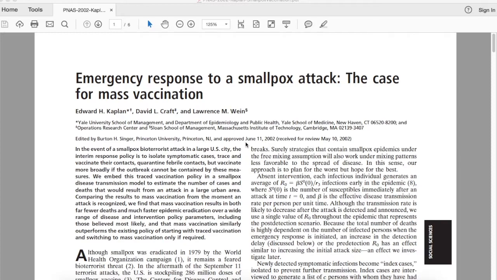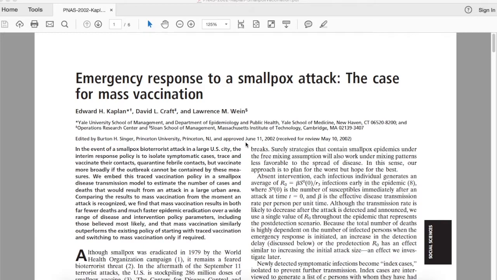The first is trace vaccination, which is when you isolate the people who are symptomatic and then find all of their contacts and just vaccinate those people. And then the second is mass vaccination, which we refer to as MV, and that's where as soon as the epidemic starts, you just vaccinate everyone.